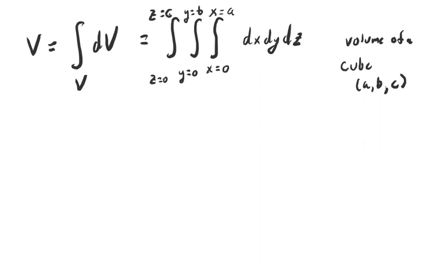I could do the integral over x first, and then y, and then z, or I could use dz first, then y, then x. These are all independent variables. So at the end of the day, you get something that makes perfect sense.